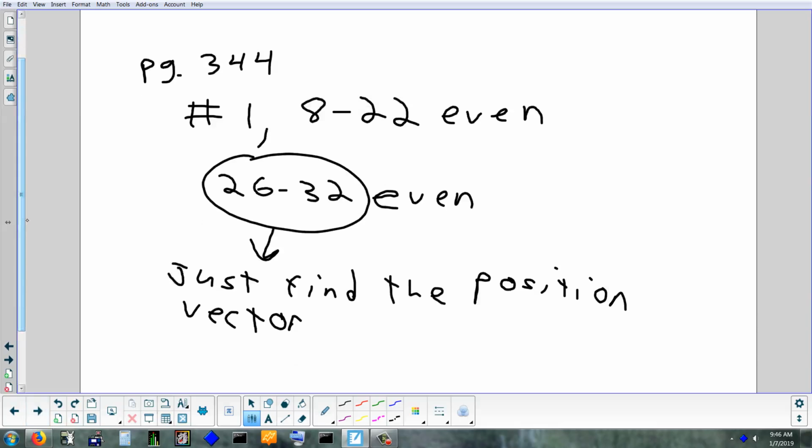All right, so the homework, you've got to pay special attention to the directions because they're asking you to do something in the book we haven't done yet. So 8 through 22 even, just do exactly what the directions say. But on 26 to 32 even, just find the position vector. They're going to ask you something about what's called unit vector notation, which has i's and j's in it. We haven't done that yet. So on 26 to 32, just find the position vector.